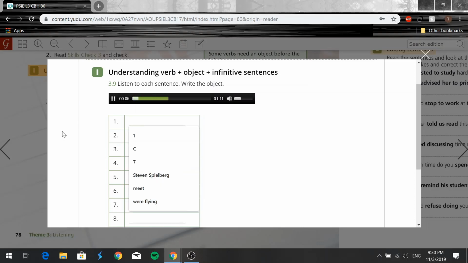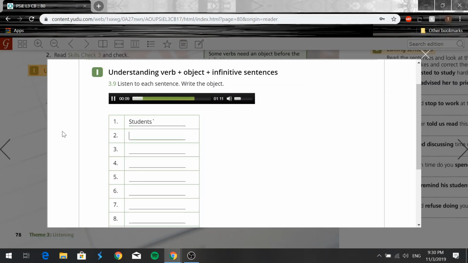1. Lecturers expect students to take notes. 2. Time management books sometimes tell people to get up earlier. 3. Friends sometimes want colleagues to stop revising. 4. The researchers asked participants to complete a questionnaire. 5. Parents teach children to behave correctly.